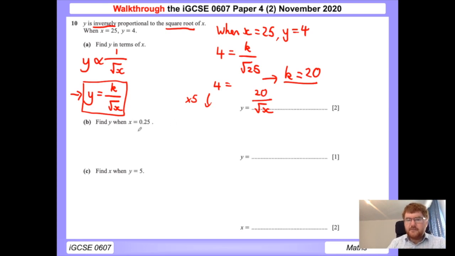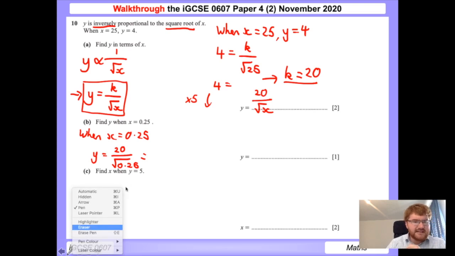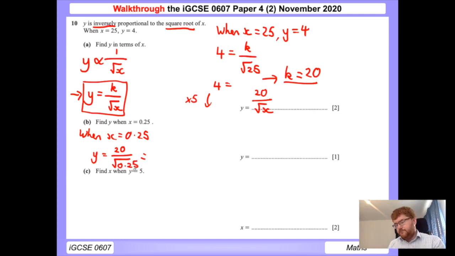So find y when x is 0.25, so when x is 0.25, y is equal to 20 divided by the square root of 0.25. And at this point, okay, that looks more like a 6 than a 5. Let me try and write that a bit more clearly as a 5. Just put this into your calculator, okay? You can use your GDC or otherwise. So 20 divided by the square root of 0.25, and that's equal to 40. Again, paper 4, use your calculator for straightforward calculations.